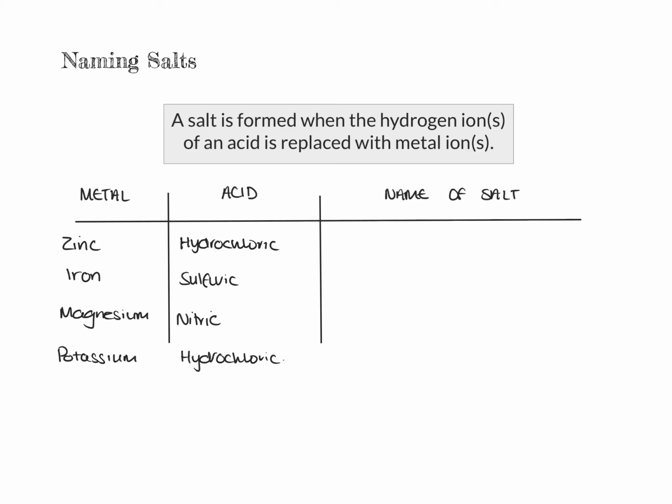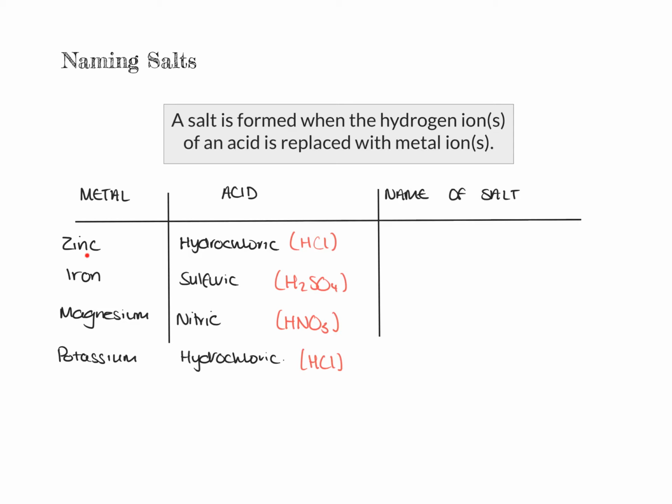And then to name the salt, if I go back up here, a salt is formed when the hydrogen is replaced with metal. So in each of these acids, we need to take the hydrogen out and replace that with the metal. So to help us with that, I'll give you the formulae of the acids as well so that you can see where the hydrogen is. Okay, so I've added in the formulae here.